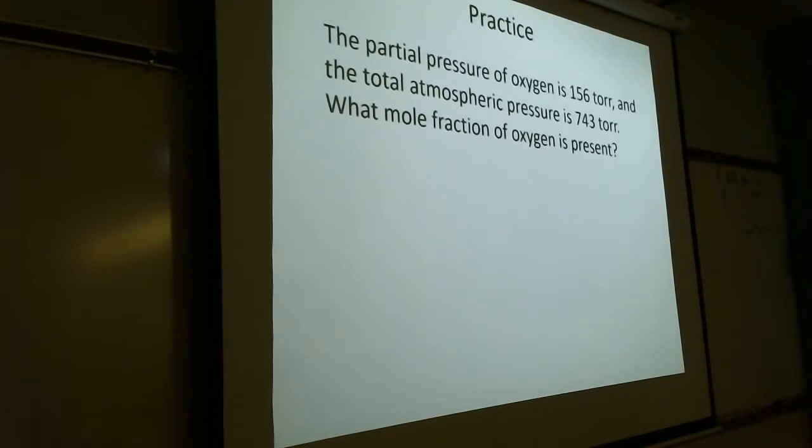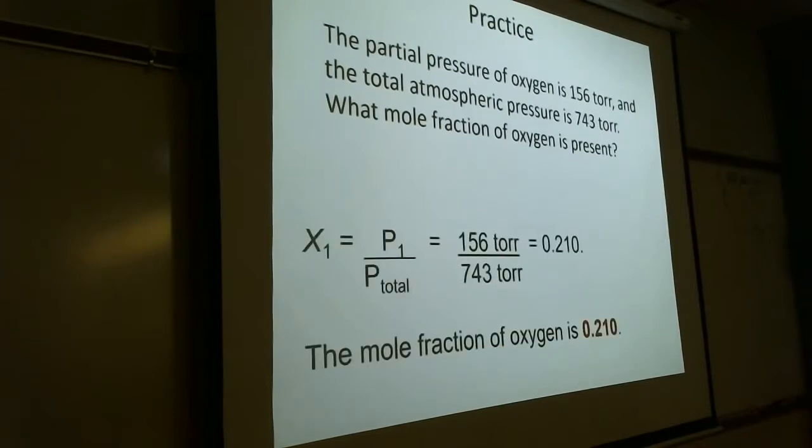Okay, so let's just do one for practice. I'm not even going to pause the recording. You could probably just do this in your head. Partial pressure of oxygen is 156 torr. Total pressure, 743 torr. What mole fraction of oxygen? Is this a complicated calculation? No, it's just division, right? Notice there are no units because torr cancel. Do you need to convert to atmospheres? I mean, you could, but you don't need to. Unless I specifically said, make sure all your pressures are in atmospheres in the problem.